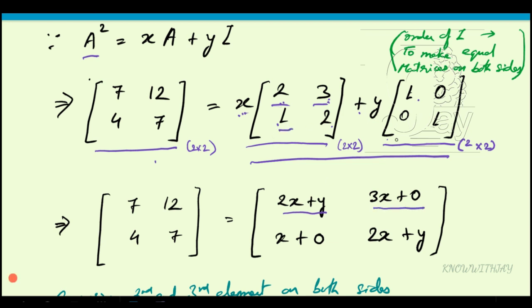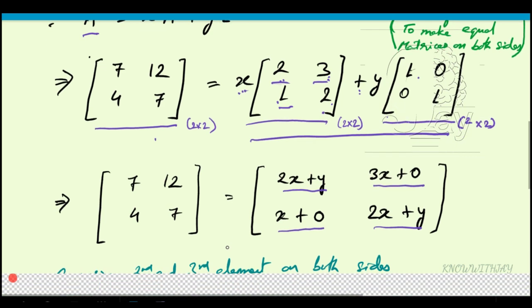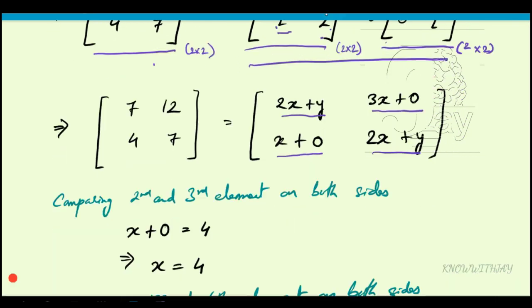Again x plus y into 0 is 0, x plus 0, and we have 2x plus y into 1, y, so 2x plus y. Now we have two matrices which are exactly equal, so we can compare the elements of both the matrices.